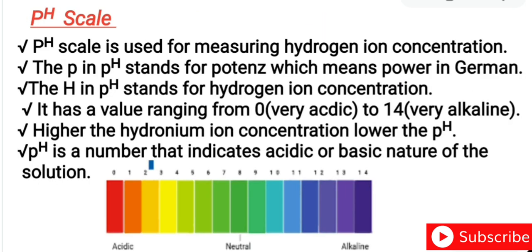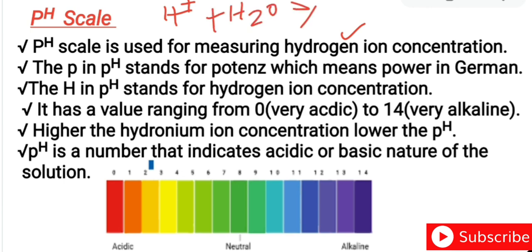What is pH? What is the pH scale? The pH scale is used to measure the hydrogen ion concentration. So, what is hydrogen ion concentration, children? Children, you know, when we dissolve an acid in aqueous solution, it produces hydrogen ions, and those hydrogen ions react with water to produce hydronium ions.